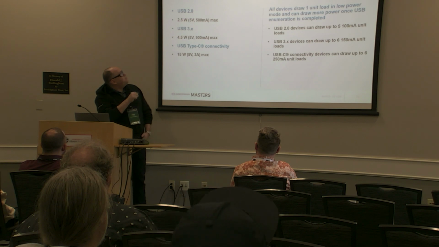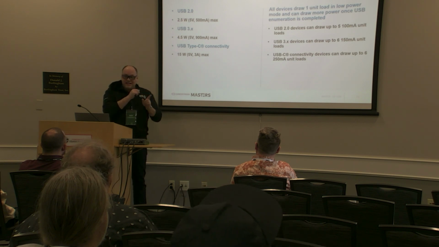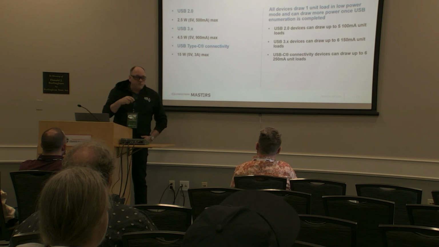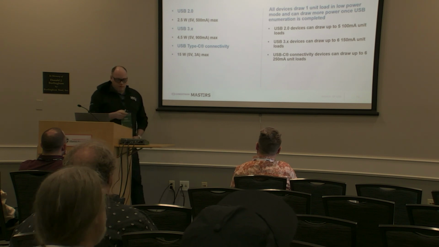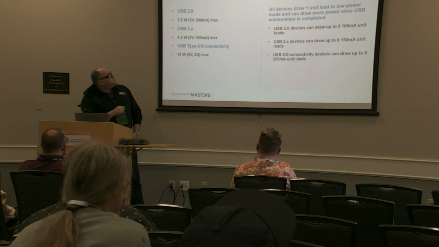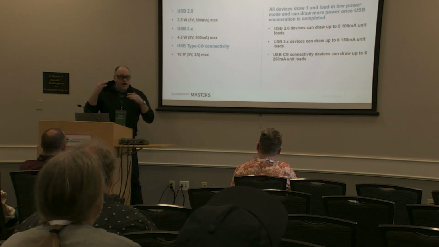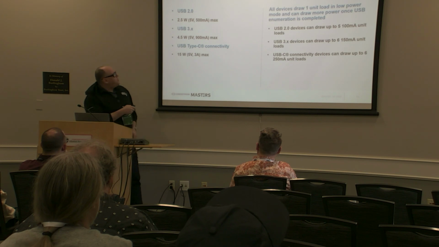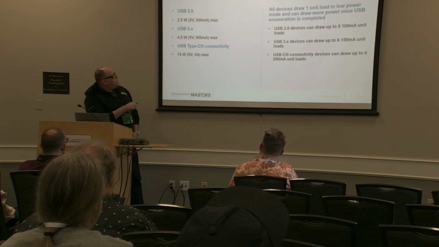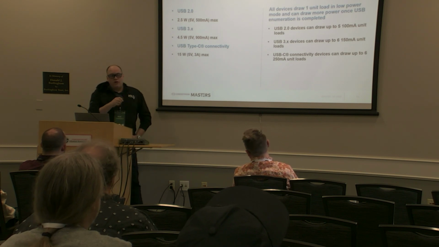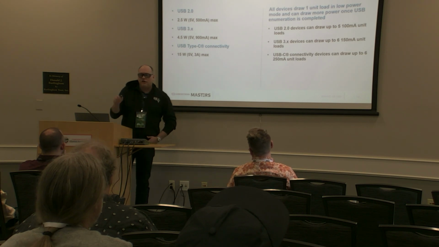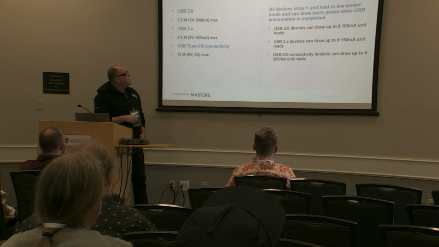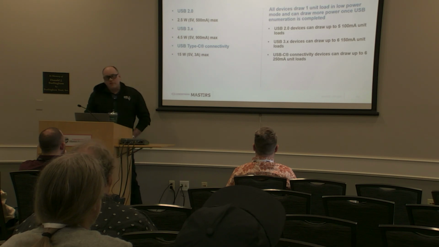USB 3 is 4.5 watts, that same 5 volts on that same pin, but this time they've upped the amperage to just short of an amp. And then USB Type-C, when you're actually using it as a USB Type-C connector, the most you can get is 15 watts. Again, that's 3 amps, with 1.5 amps on each voltage bus. That's how we get to 3 amps: 5 volts, 3 amps, 15 watts.